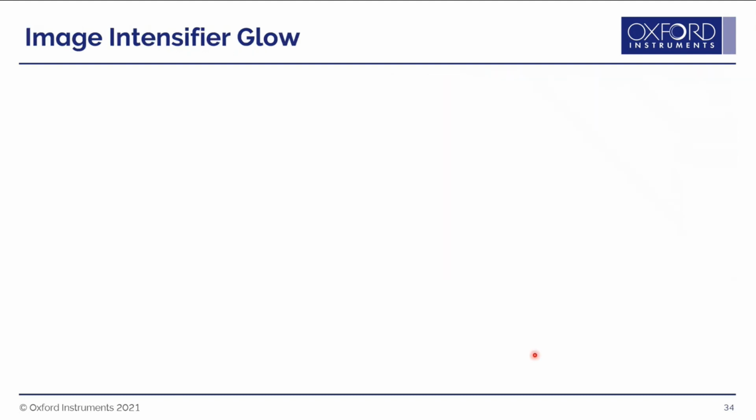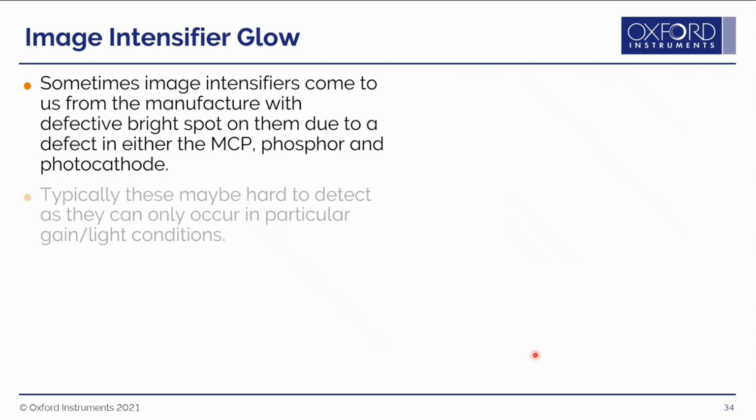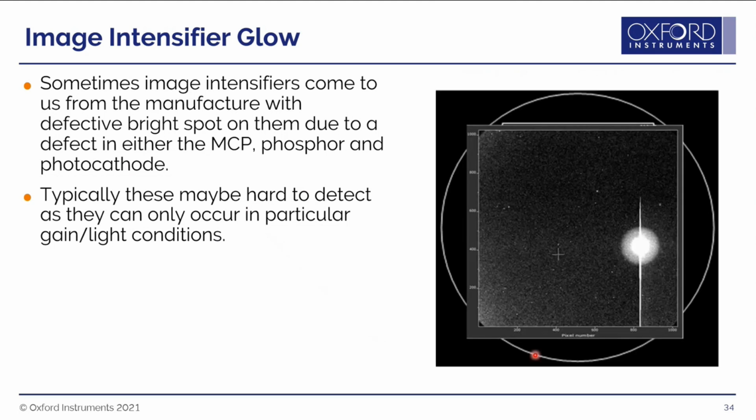As I wanted to allude to before, one other form of artifact that can occur sometimes in image intensifiers is image intensifier glow. This is normally a defect from the manufacturing process, either in the microchannel plate, the phosphor, or the photocathode. These are very hard to detect because often they only occur in certain gain or light conditions. So when we get an intensifier from our manufacturer, we do a series of tests to try to identify any of these intensifier glow spots, and they typically occur in a fixed point on the intensifier.